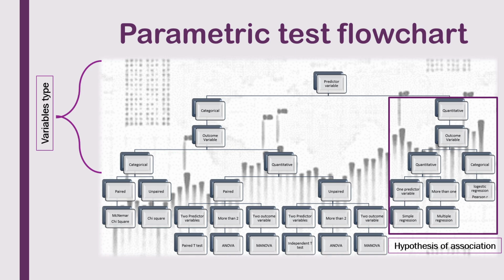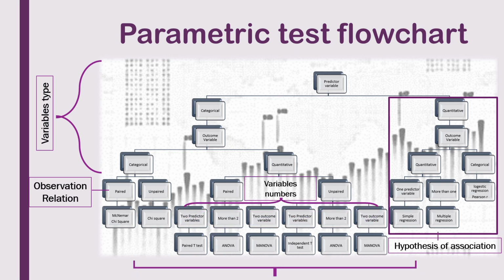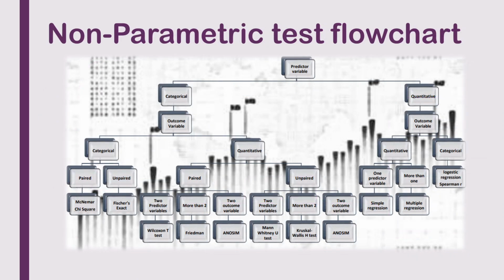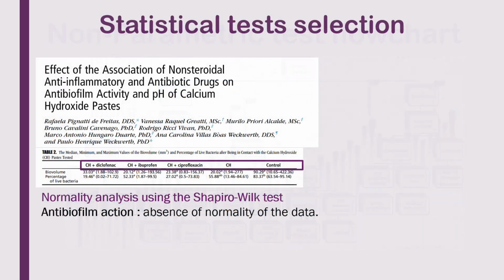After that, for the hypothesis of difference, you will determine your observation, whether it's paired or not paired, and how many variables you are dealing with, and lastly, you will be able to select your test. The second flowchart has the same rule, but it is designated specifically for non-normally distributed data, and that's why it's called the non-parametric test flowchart. Let's take an example from literature to make things clear.